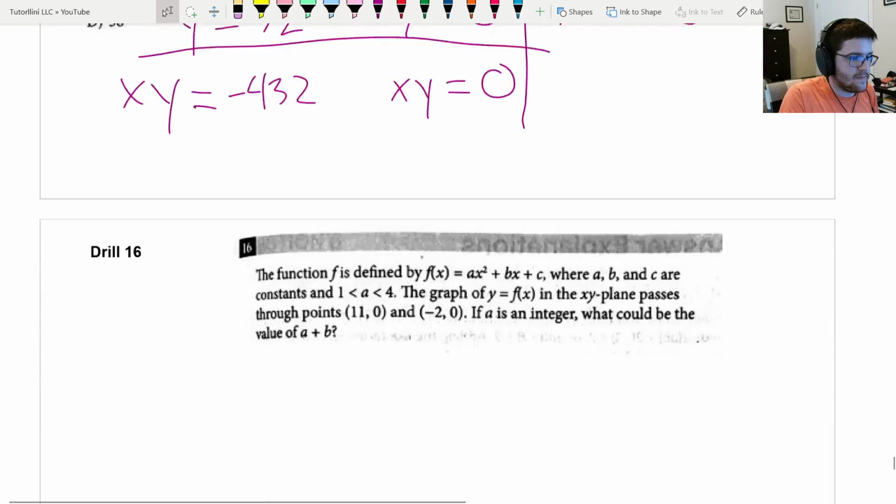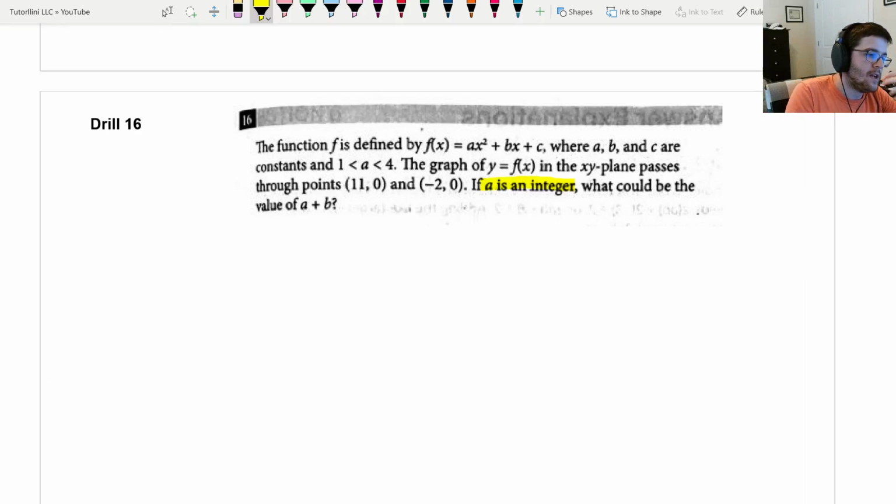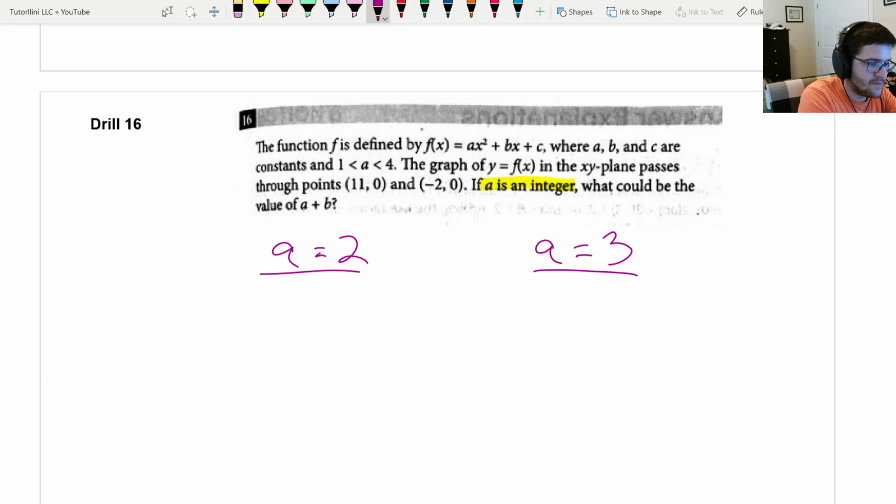All right, let's keep going. Okay, so first off, it says A is an integer, so whole numbers, positive or negative, including 0. Negative 3, negative 2, negative 1, 0, 1, 2, 3, etc. It says it's got to be between 1 and 4, but there's no equal to, so it means not including 1 or 4. So that only gives you 2 options, 2 or 3. So A could be 2, or A could be 3. So we're going to solve the problem for both of those.